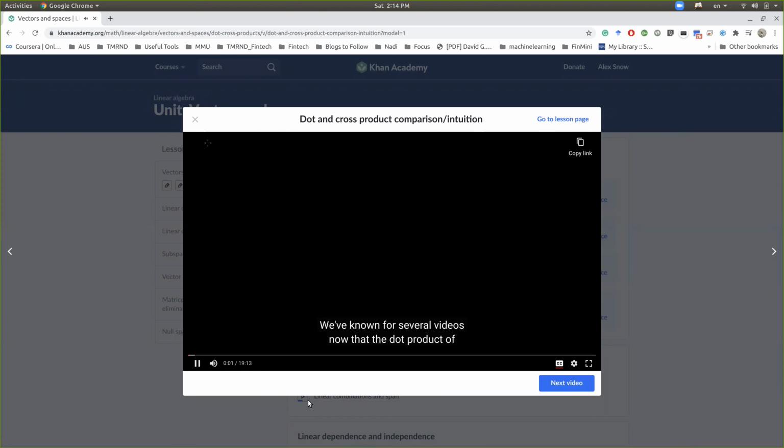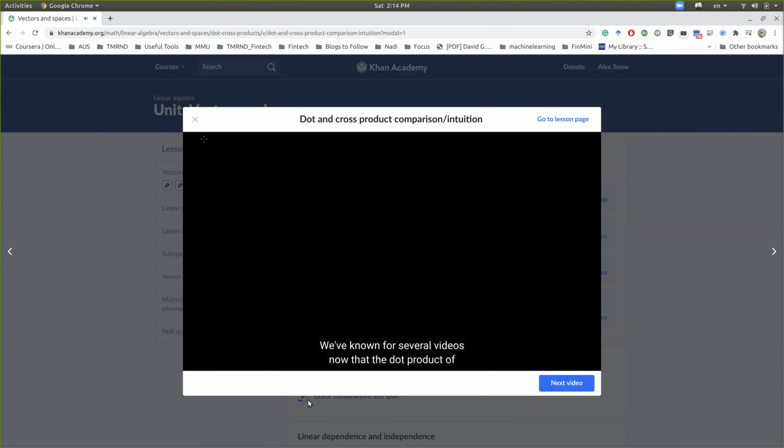Okay, let's see. We've learned for several videos now that the dot product of two non-zero vectors a and b is equal to the length of vector a times the length of vector b times the cosine of the angle between them. And the angle between them, let me draw a and b just to make it clear. If that's my vector a and that's my vector b right there, the angle between them is this angle. And we defined it in this way.